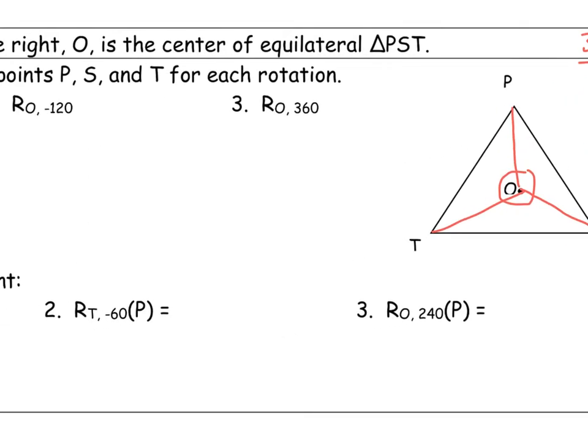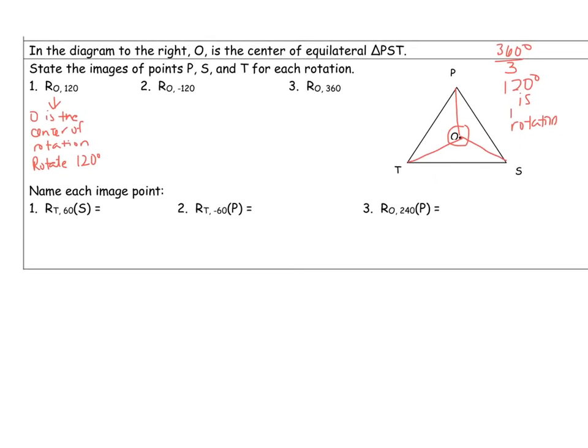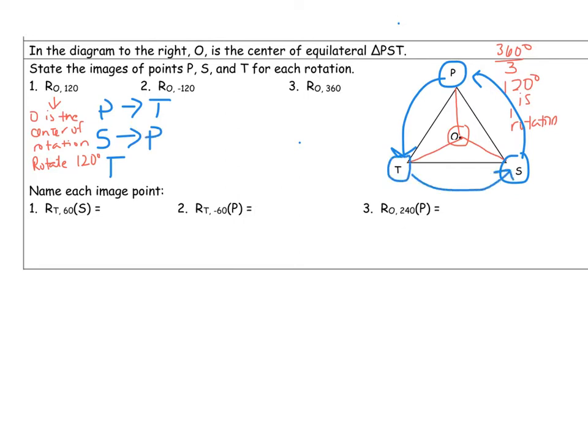So we're going to go back over here. Let me make this smaller so we can see the whole thing. O is the center of rotation. We are going to rotate each point, P, S, and T, one rotation counterclockwise. So point P, one rotation counterclockwise, the image would be point T. Point S, one rotation counterclockwise, the new image is point P, and point T, one rotation of 120 degrees counterclockwise, is point S.